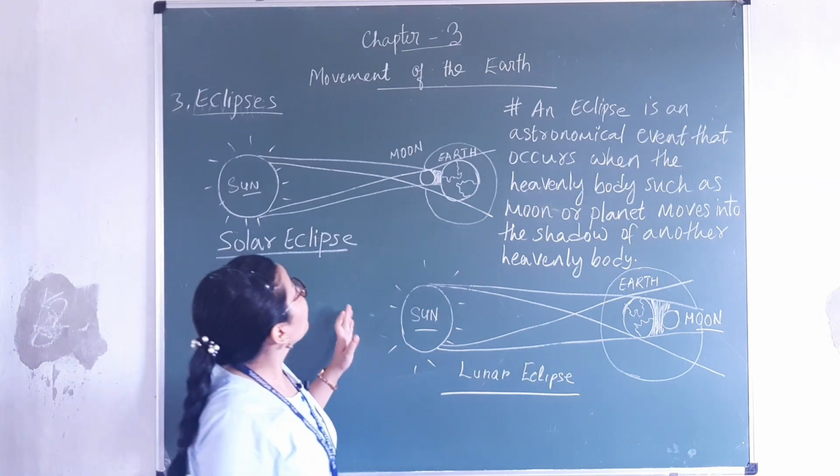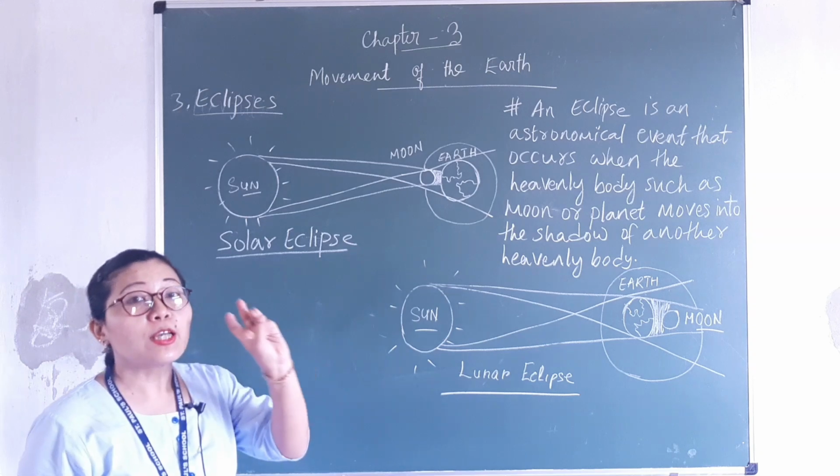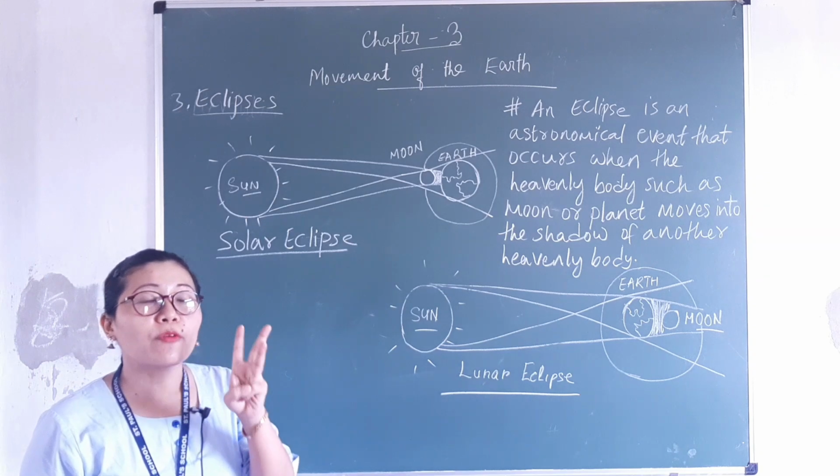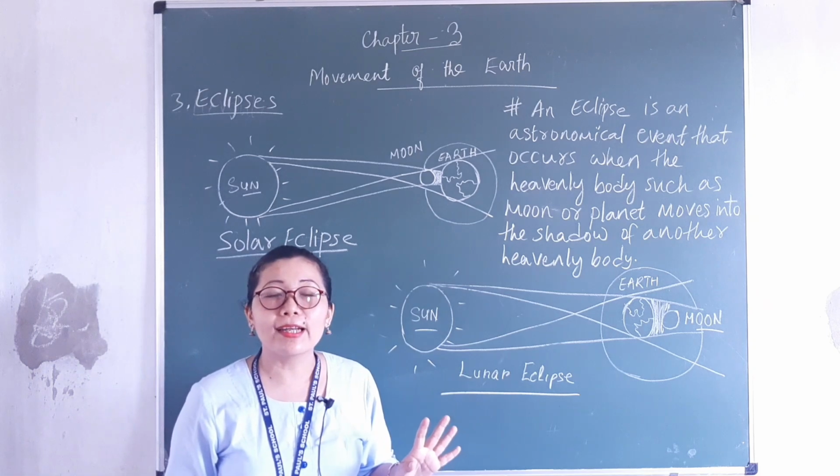Okay? I hope you understand movement of the earth. Whatever we have learned 3 things: rotation of the earth, revolution of the earth and eclipses. I hope you understand your lesson well.